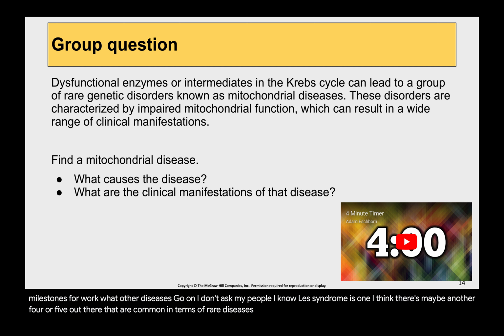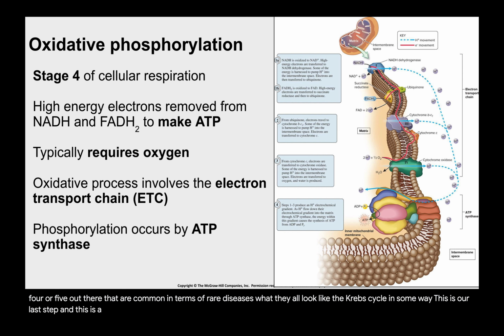So this is our last step, and this is a step we often get hung up on. I'm going to try to break it down simply, but please let me know if you have questions. This last step is called oxidative phosphorylation. This is where we are utilizing the NADH and the FADH2 that were produced in the previous steps in order to make ATP. This is the stage of cellular respiration where we get that big ATP payoff.